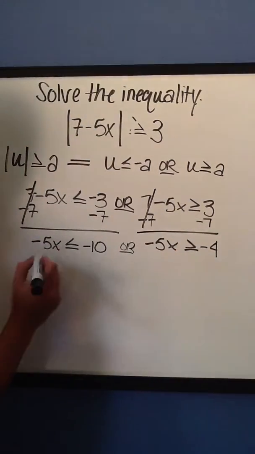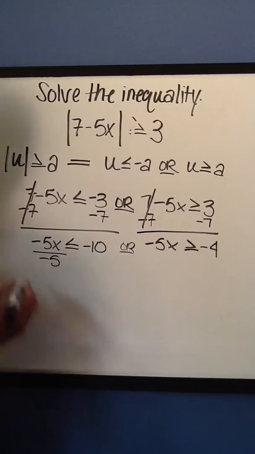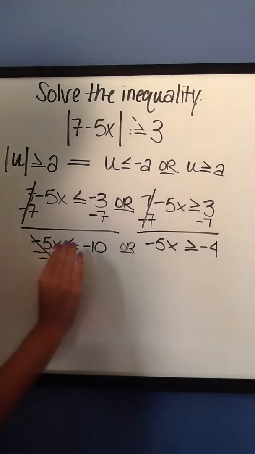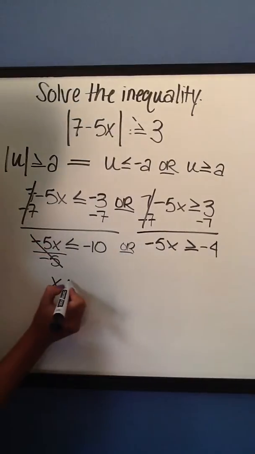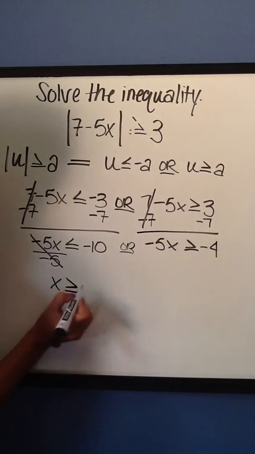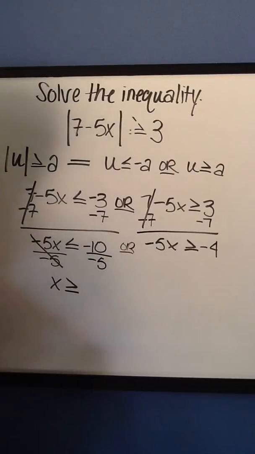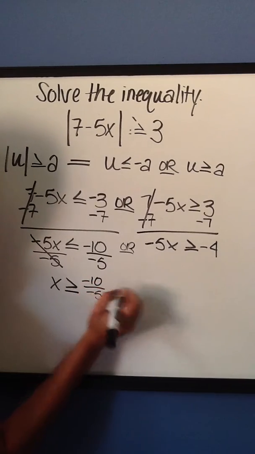So I'll show you that right here. In order to get x alone, we're going to divide by a negative 5. These are going to cancel. So we're left with x over here. Again, we're going to flip that inequality sign. So instead of being a less than or equal to, it's going to be greater than or equal to. Divide by a negative 5 because we did it on the left, so we have to do it on the right. So we're going to get negative 10 over negative 5.